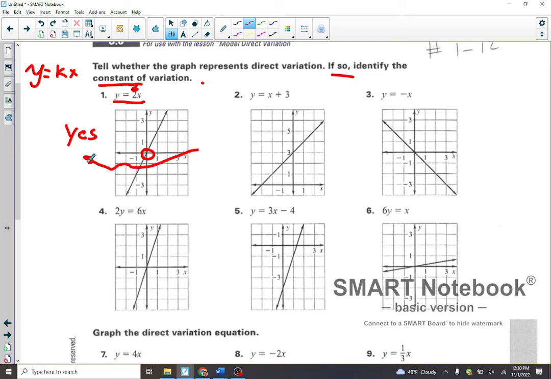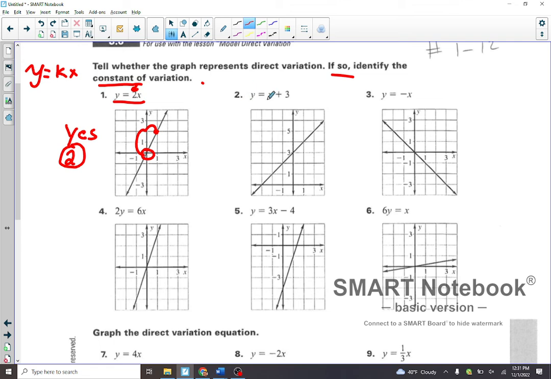Isn't k just like a number? K is literally the same thing as slope. Oh. So k is 2. So the answer is 2. Why is it 2? Because it's the slope. And if you don't realize it's 2, you could always just count. 2 up, 1 right. That's 2 over 1.